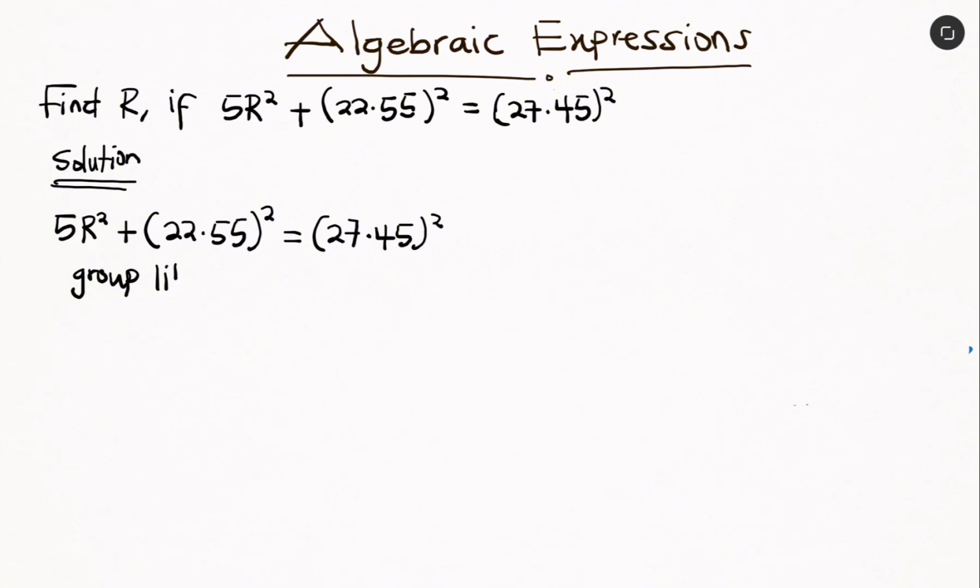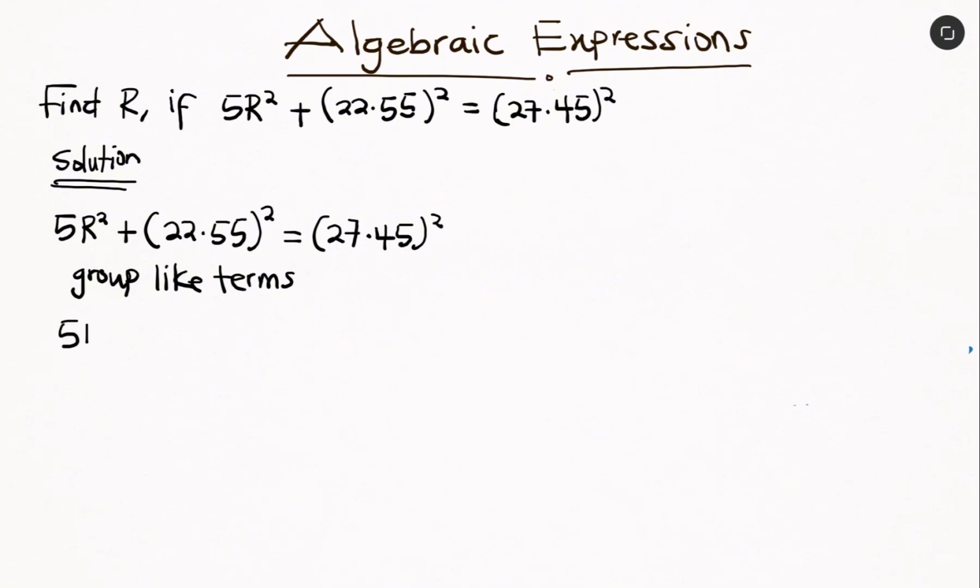We group like terms. What that means is that we look through the expression we have, we group the numbers at one side, and then the number with the variable also at one side. In this case, the 5r squared is a number with a variable, so we maintain it where it is, and then we move the 22.55 squared to the other side of the equal to sign. Mind you, if you are moving, you move the number with the sign in front of it. In this case, it is positive. So when we move it across the equal to sign to the other side, it becomes negative.